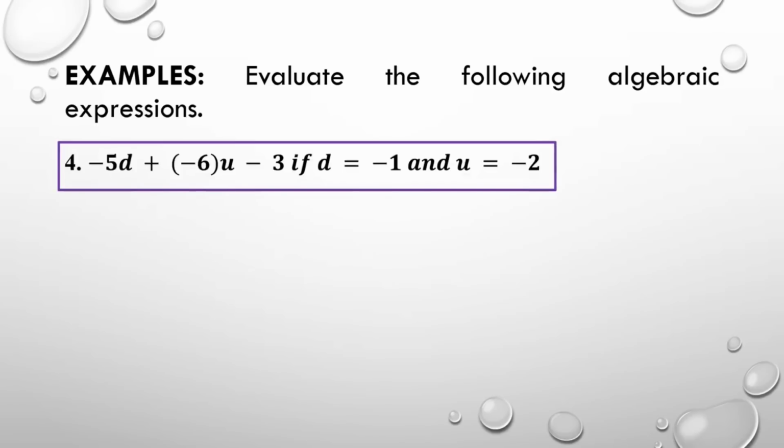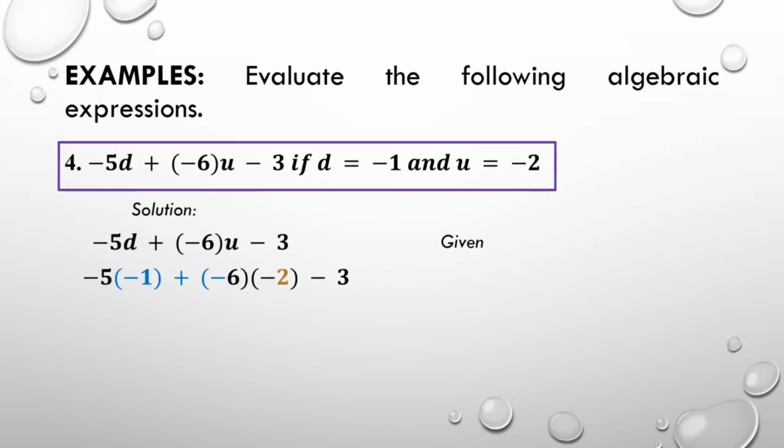For example number 4, we have the expression negative 5d plus negative 6u minus 3. We will find its value if d is equal to negative 1 and u is equal to negative 2. Again, we copy our given. Then we substitute. For d, we substitute negative 1, and for u, we have negative 2. And we will have this expression: negative 5 times negative 1 plus negative 6 times negative 2 minus 3.